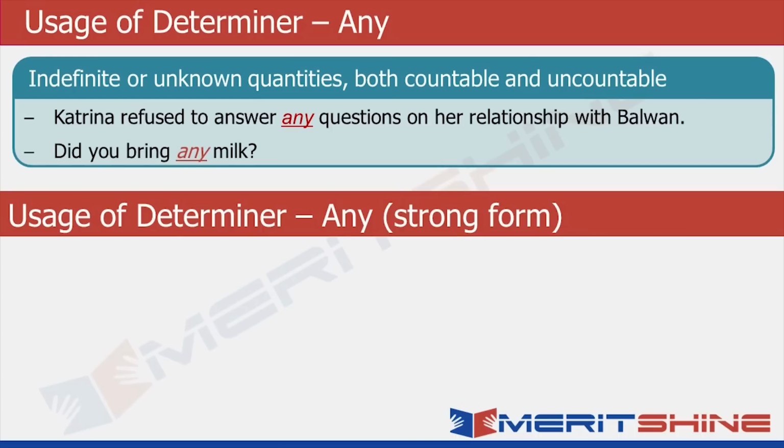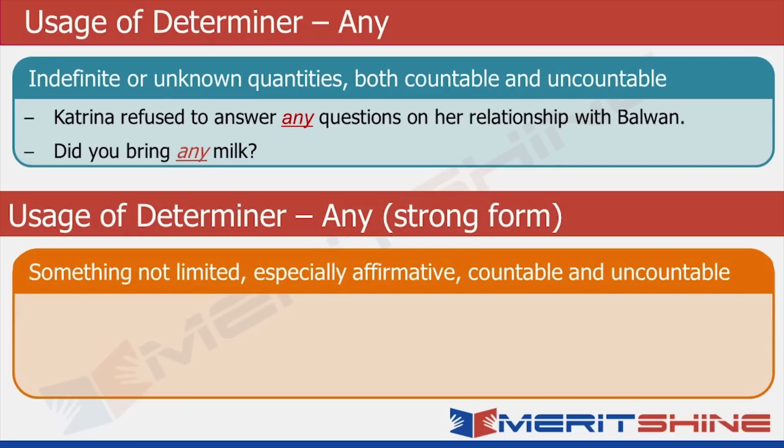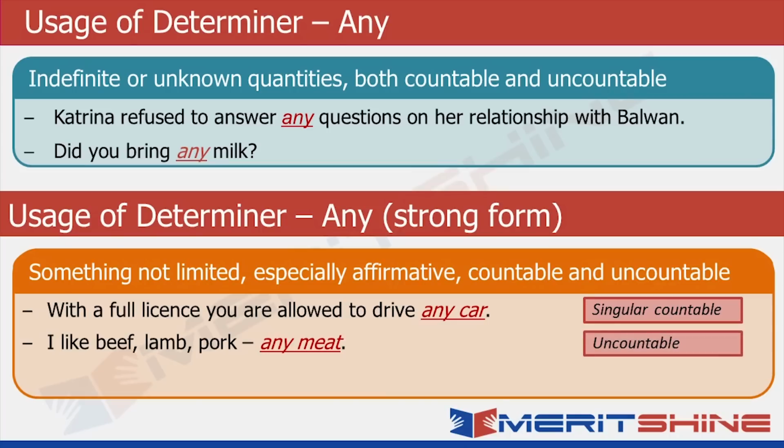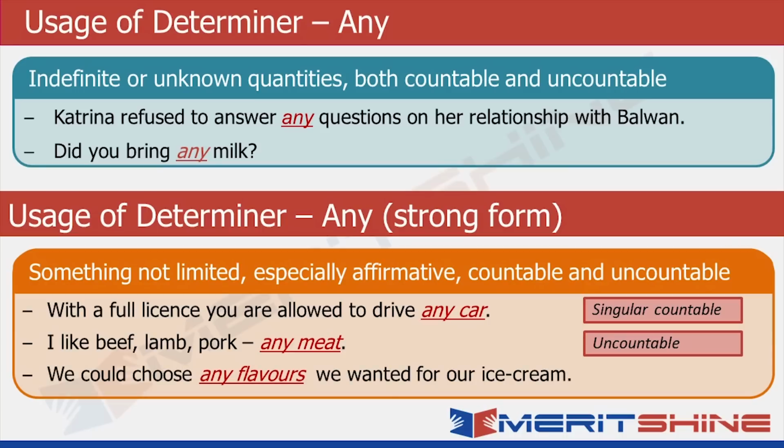In the strong form, any is used to describe something which is not limited. In this form, it is used in affirmative sentences for both countable and uncountable nouns. With a full license, you are allowed to drive any car. Here, any is used with the singular countable noun car. I like beef, lamb, pork, any meat. Here, any is used with the uncountable noun meat. We could choose any flavors we wanted for our ice cream. Here, any is used with the plural countable noun flavors.